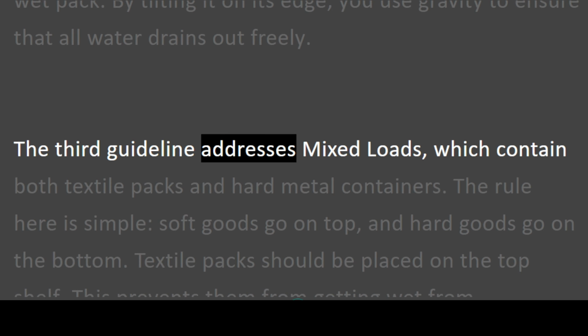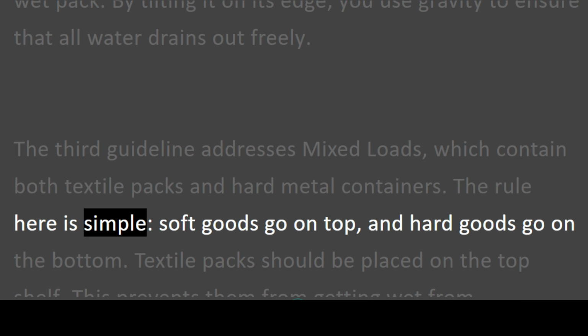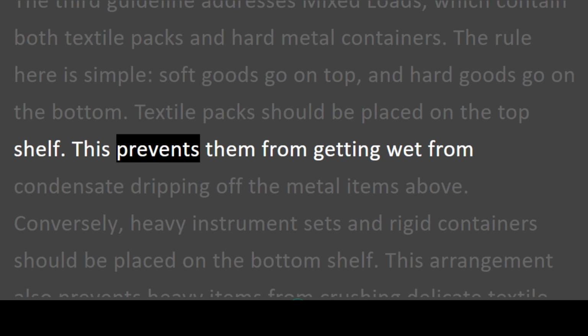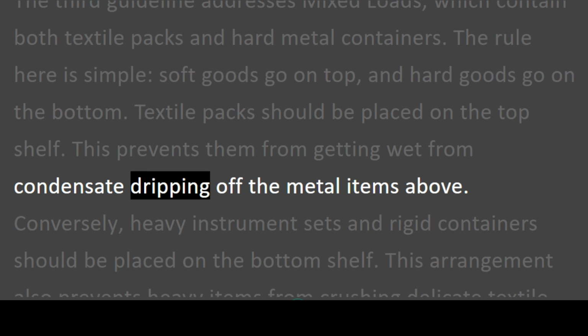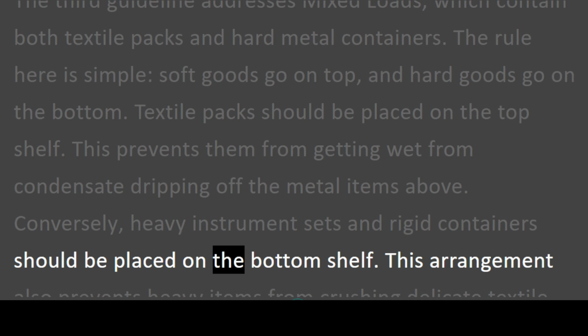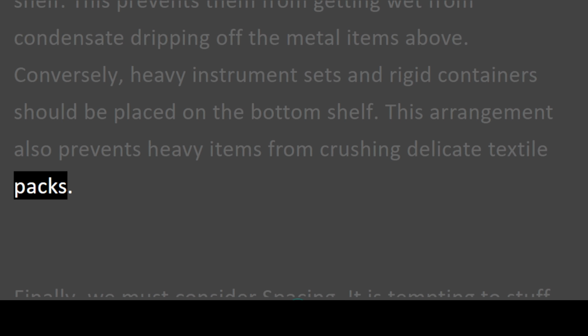The third guideline addresses mixed loads, which contain both textile packs and hard metal containers. The rule here is simple: soft goods go on top, and hard goods go on the bottom. Textile packs should be placed on the top shelf. This prevents them from getting wet from condensate dripping off the metal items above. Conversely, heavy instrument sets and rigid containers should be placed on the bottom shelf. This arrangement also prevents heavy items from crushing delicate textile packs.